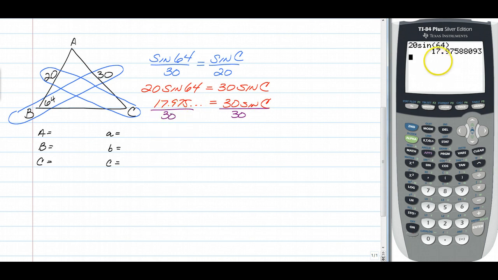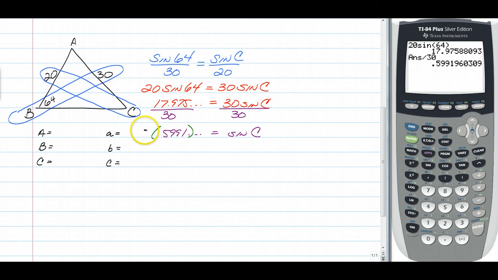So without typing anything new with your calculator, just press divided by 30, and you're going to get 0.5991, and that's equal to the sine of C. So this is just like using SOHCAHTOA, where you have to know how to use your calculator. So when you are looking for an angle, remember you need to use inverse trig.